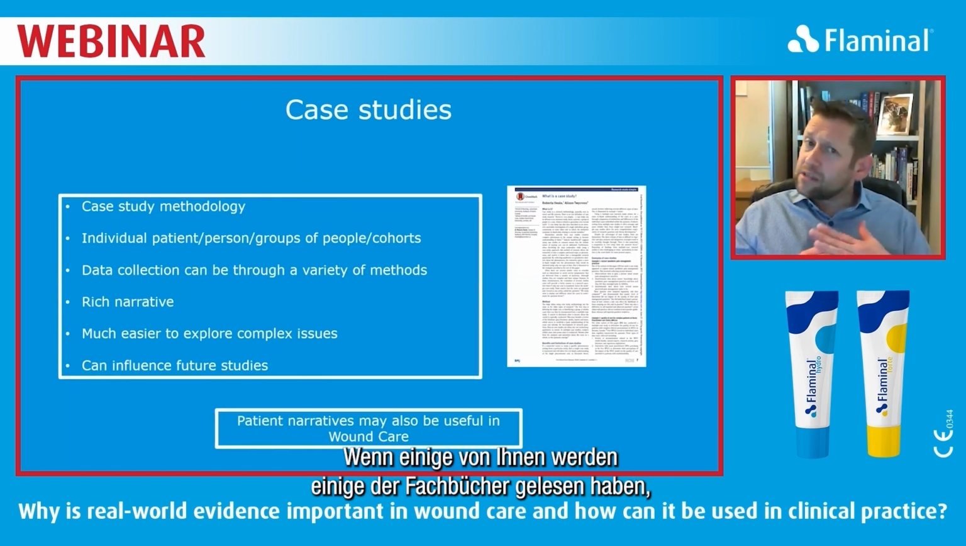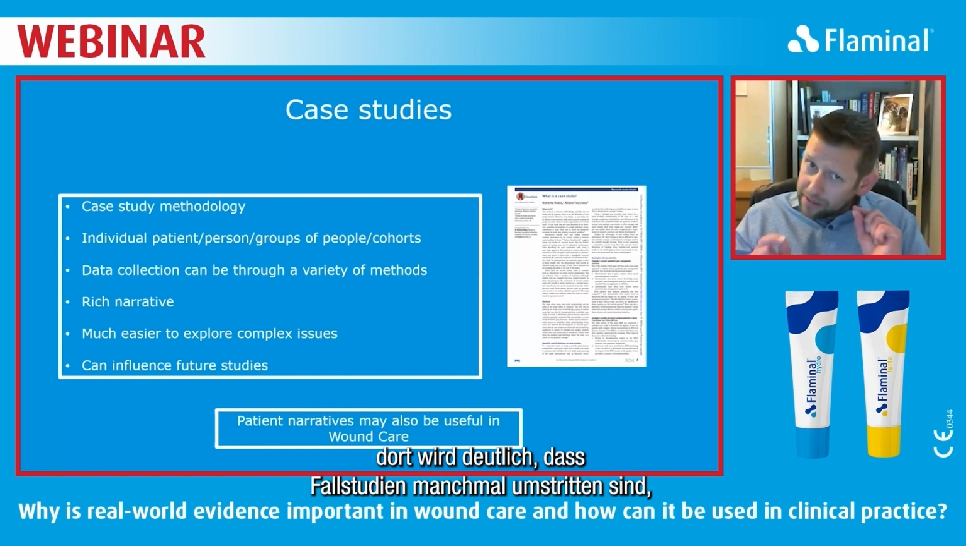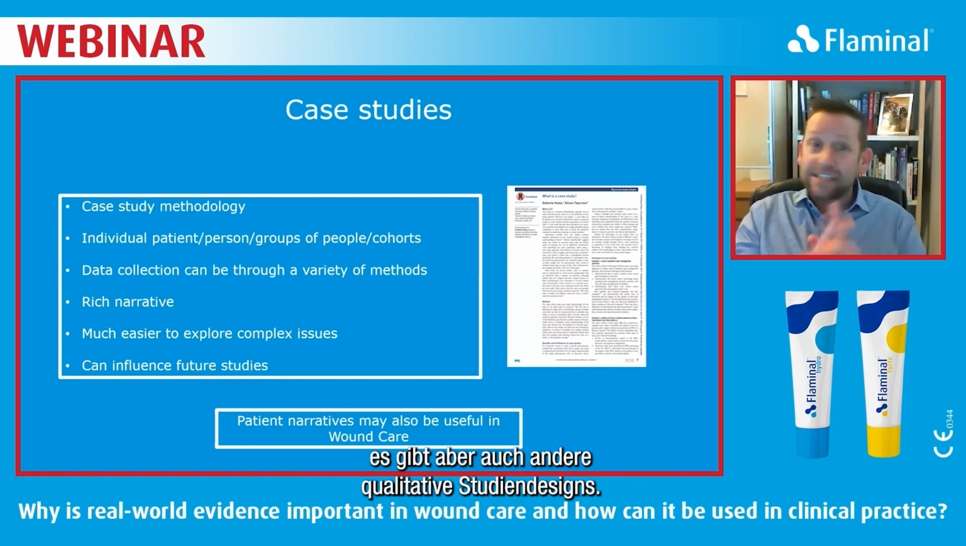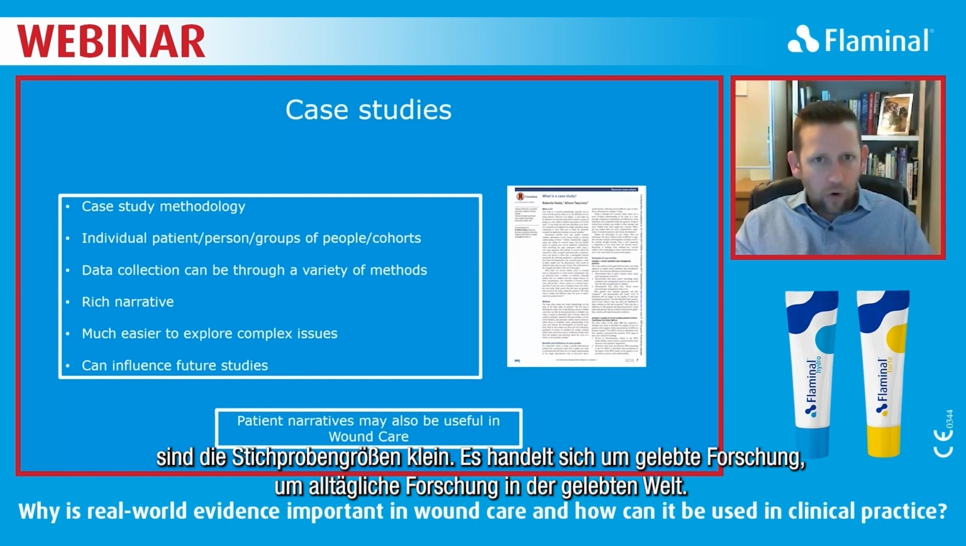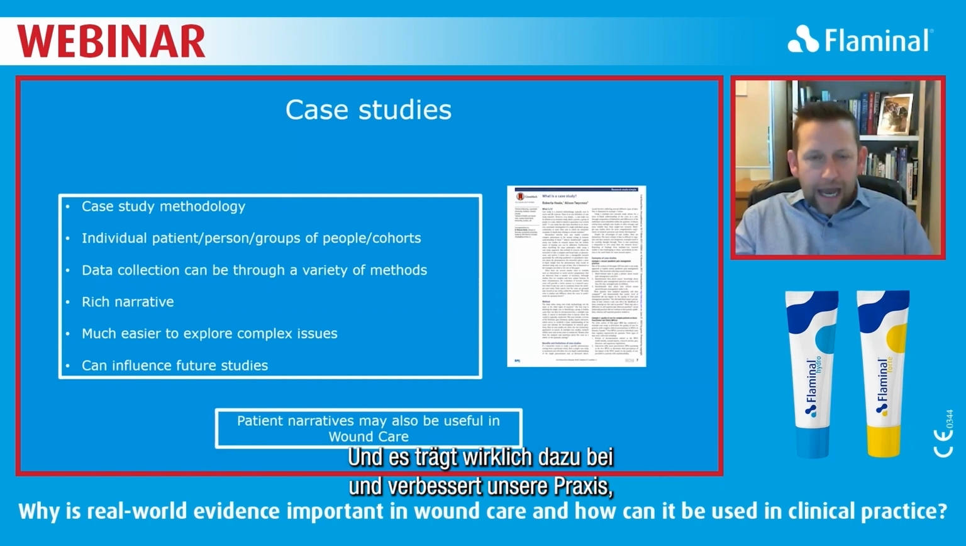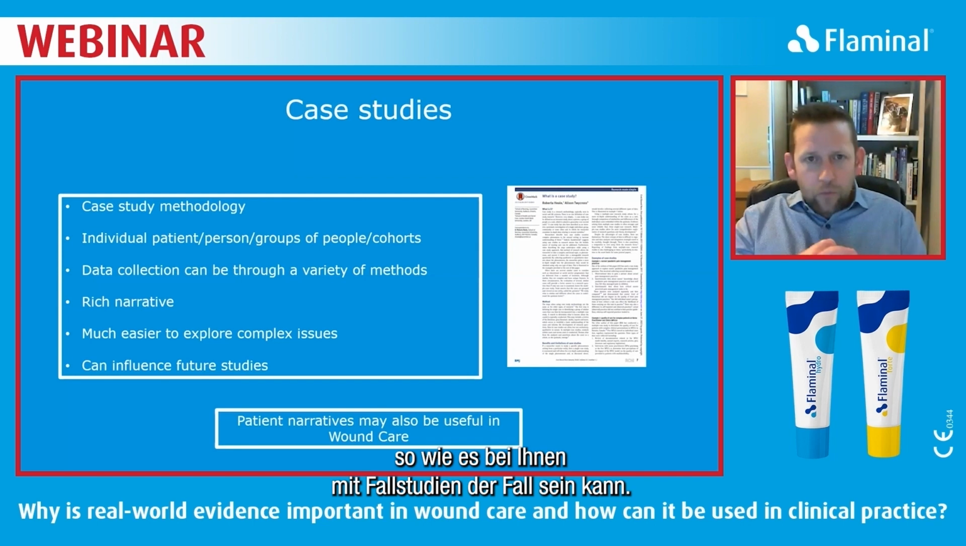Now, if some of you read some of the textbooks, there is a little bit of controversy around case studies, and there are a number of other qualitative study designs. So, for example, within education, we use a thing called action research. And again, sample sizes are small, it's lived research, it's day-to-day research within the lived world, and it really feeds into and improves our practice, as it can for you with case studies.